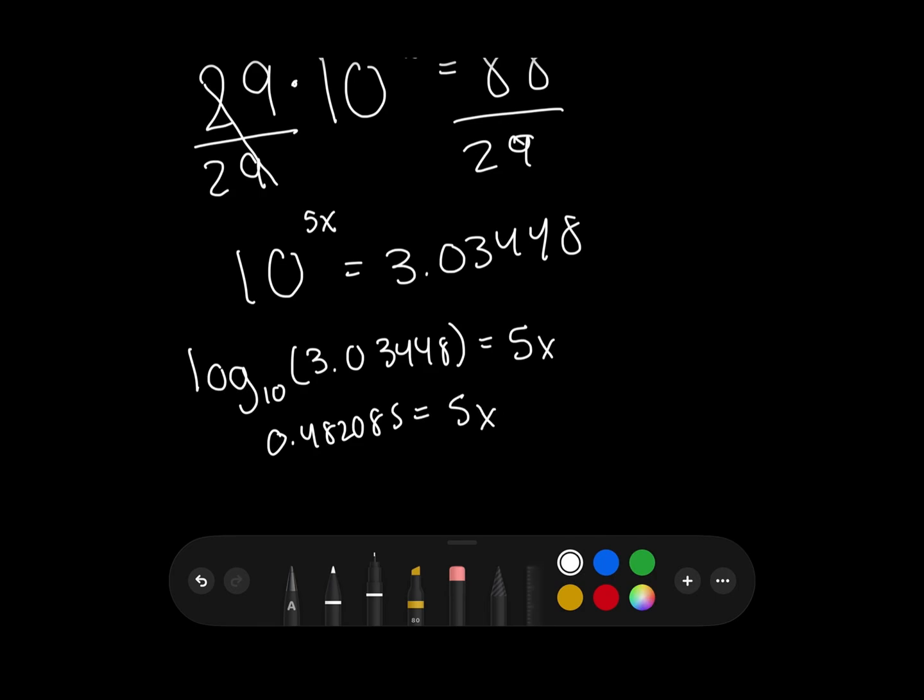And now I just solve for x. So I divide by 5 on both sides in order to isolate the x variable. And now I'm left with x is equal to around 0.10, because it's asking to round it to the nearest hundredth. This is our tenths and this is our hundredths.